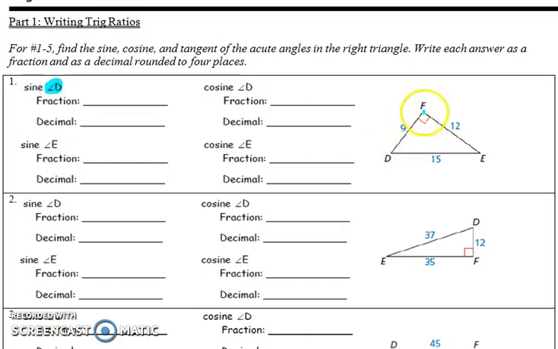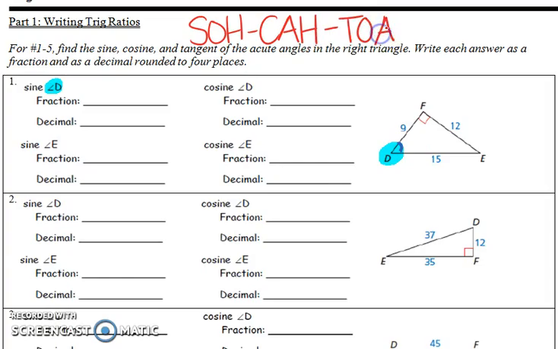So looking at the right triangle for number 1, angle D is right here. And they want us to find the sine of angle D. So before we start finding all of these 3 trig functions, I'm going to write the acronym that will help us remember how to find and write these 3 trig ratios, SOHCAHTOA. Remember, sine is opposite over hypotenuse, cosine is adjacent over hypotenuse, and tangent is opposite over adjacent.